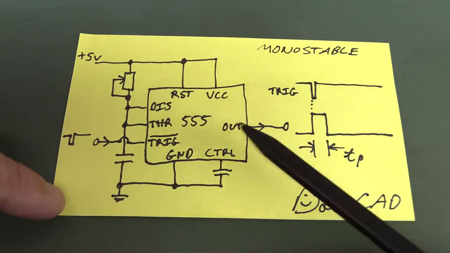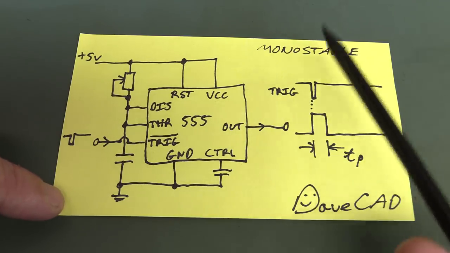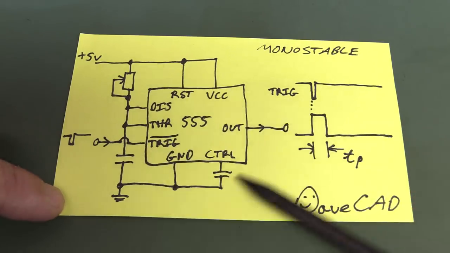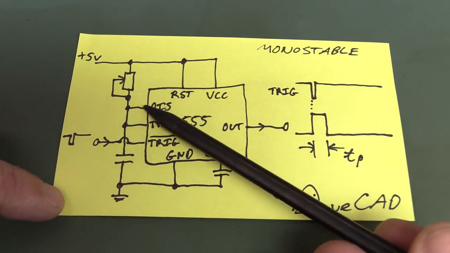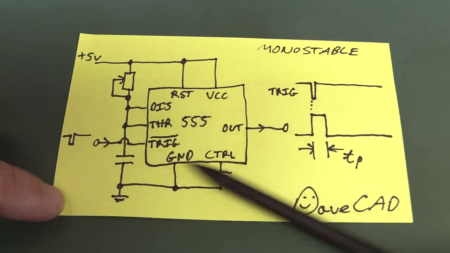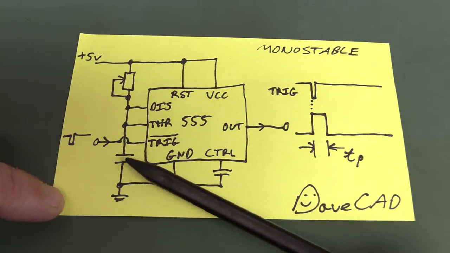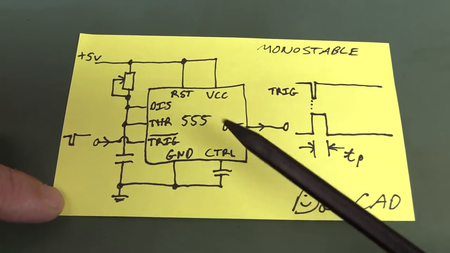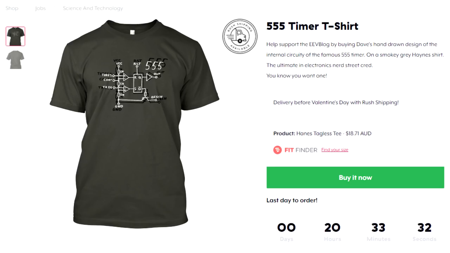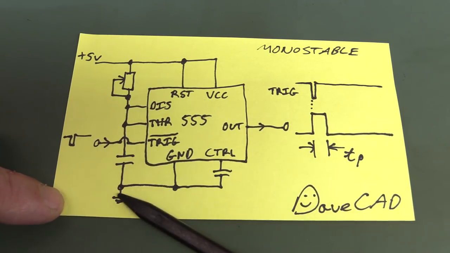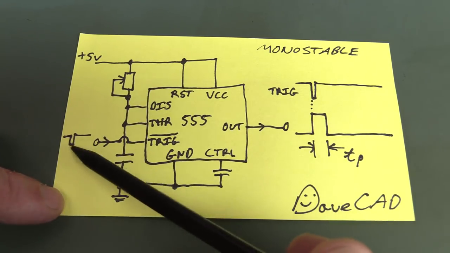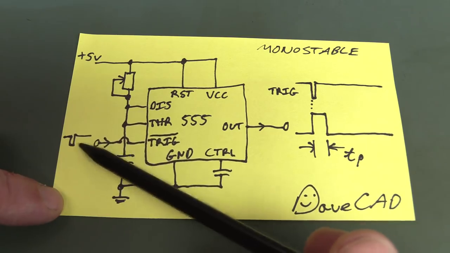In this case, the classic one-shot monostable circuit, and you're no doubt familiar with this classic building block circuit. We've got our resistor up here, you connect the discharge and the threshold pins. I won't go through how the 555 timer works. 555 timer t-shirt, my hand-drawn t-shirt, linked down below, by the way, if you want to check it out.